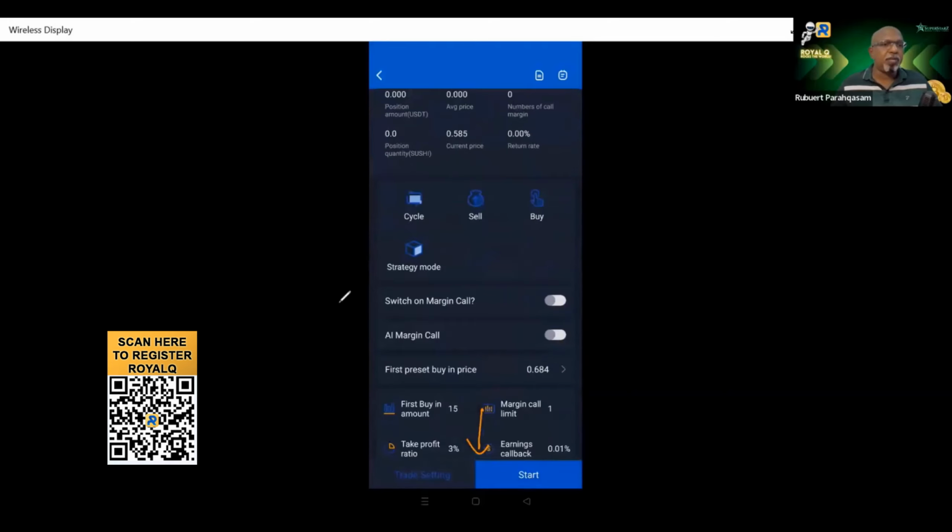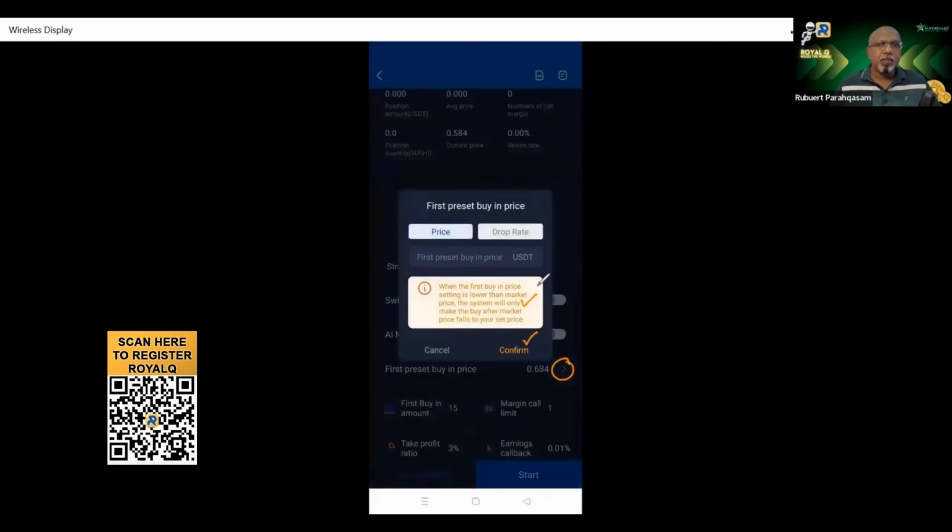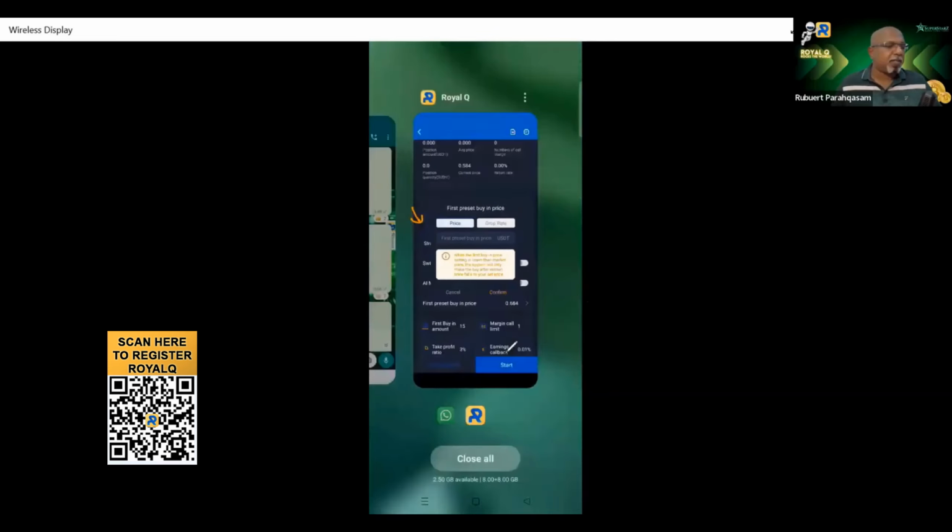Okay, what do I do here? Preset by price. Is this correct? Yes. Is this correct? Yes. Okay, what do I do next? Preset price. So I tap here. Which one do I choose, price or drop rate? Price. So I've chosen price. What is the price?